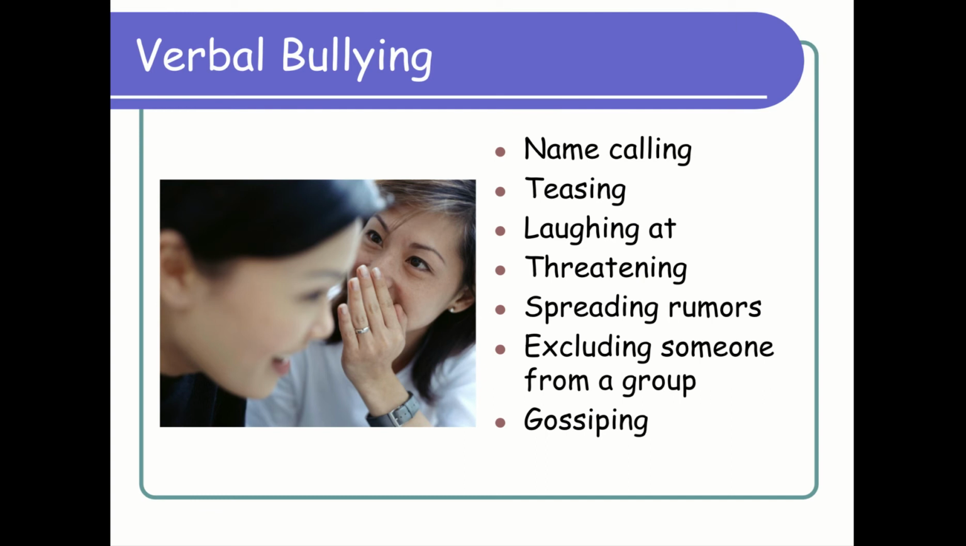So I'm going to go over examples of verbal bullying again: name calling, teasing. Teasing is when you're making fun of someone, maybe because of their shoes, laughing at them, maybe when somebody says the wrong answer, threatening, when you're threatening to maybe hit someone, spreading rumors or saying things that are not true about somebody else, excluding someone from a group, gossiping. Those are all examples of verbal bullying.